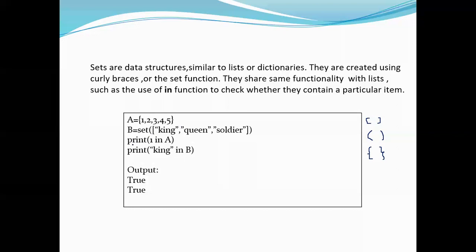Now I say here print 1 in A, whether 1 is present in A or not. That is the membership operator. Print 1 in A. Yes, 1 is present in A, so I get True. Similarly, I am saying print whether king in B. Yes, king is present in B. I am getting a True value. So this is how you actually use the membership operators in sets.